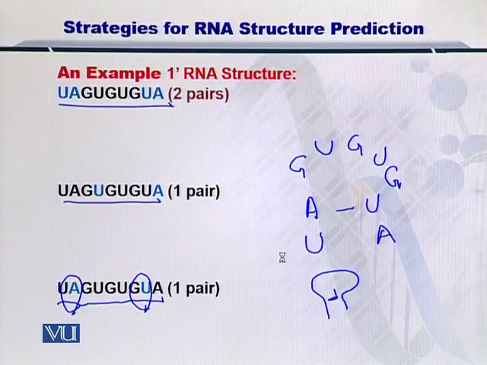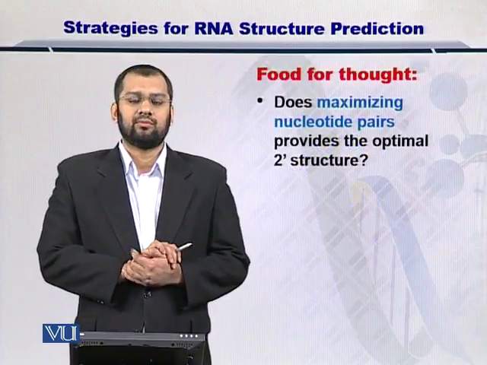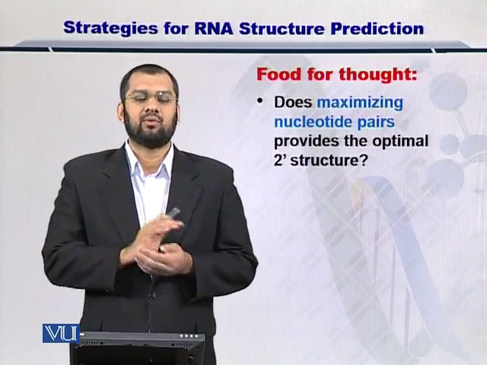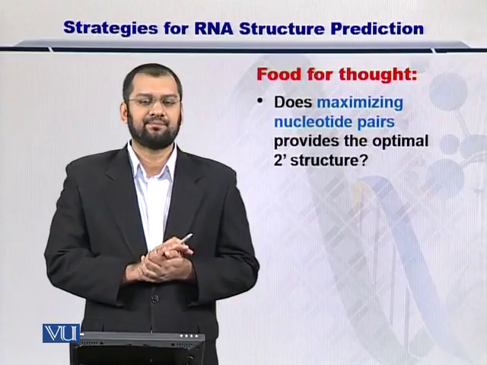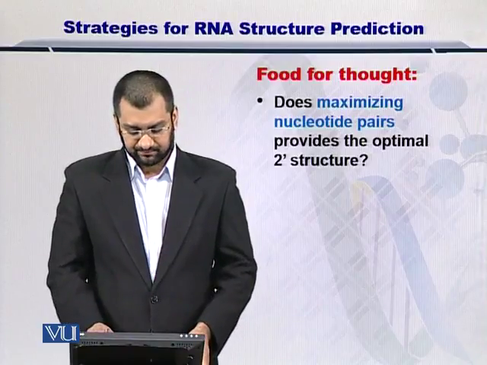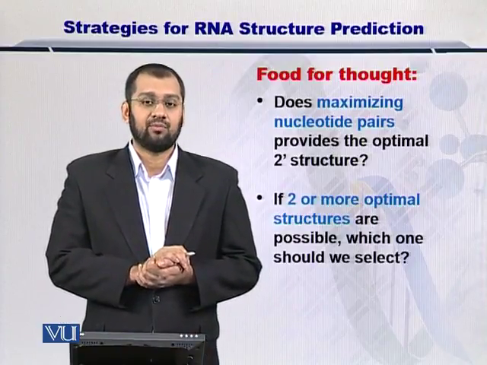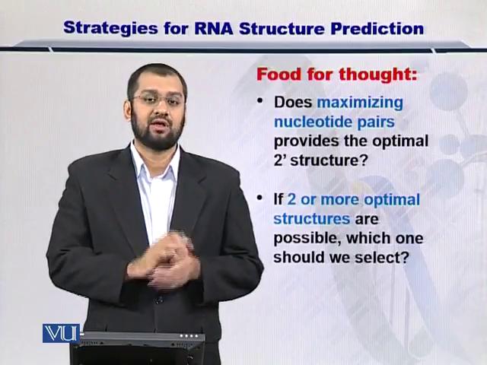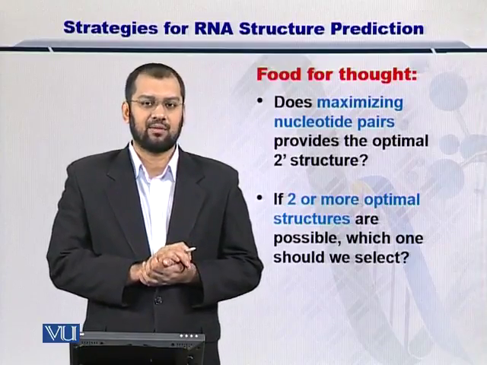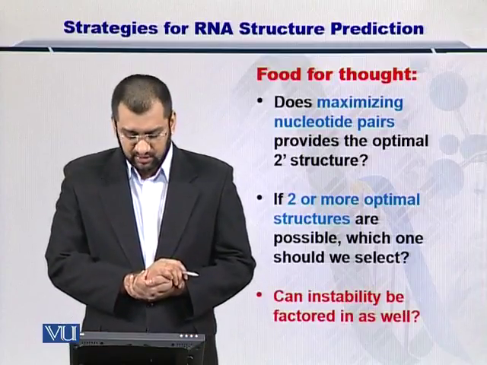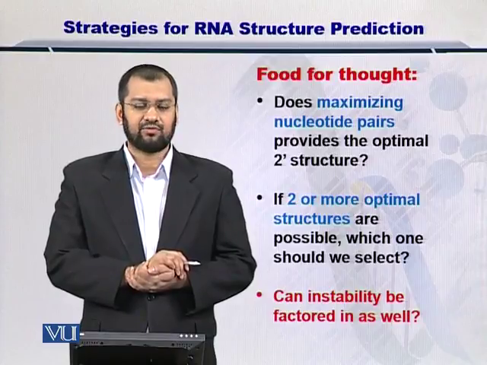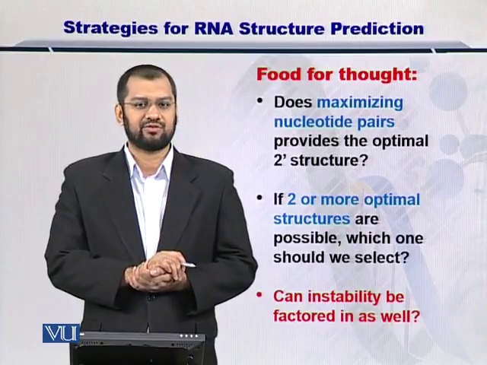So out of these 3 possible 2' structures, which one will you choose is a very interesting question. So we are left with 2 options. One, either to maximize the nucleotide coupling, or if we have more than 2 possible structures with equal number of nucleotides that are coupled, how do we select? Should we look at instability of the RNA molecule? That's a question for you to think.